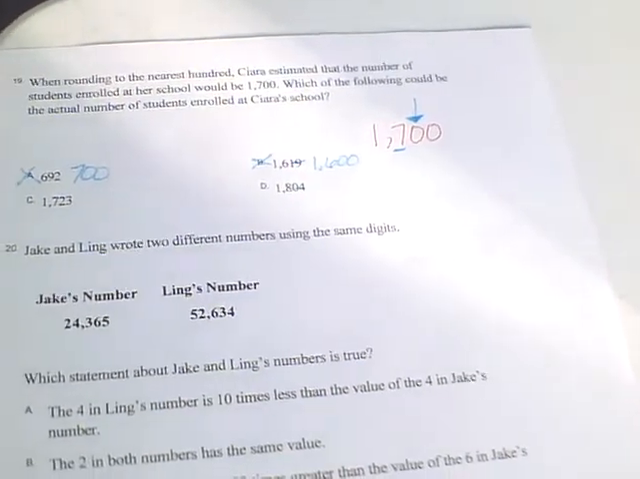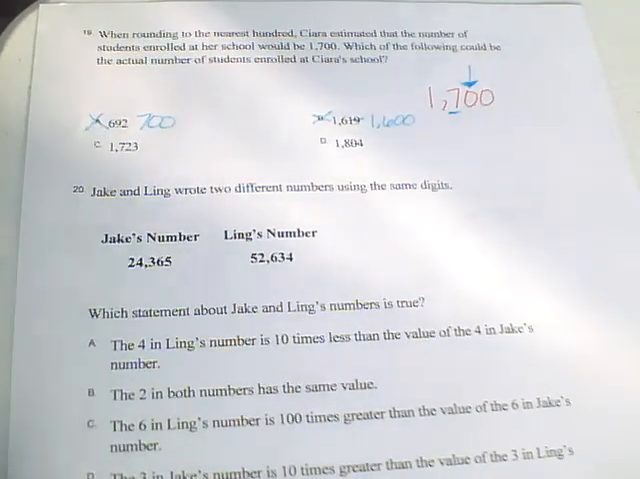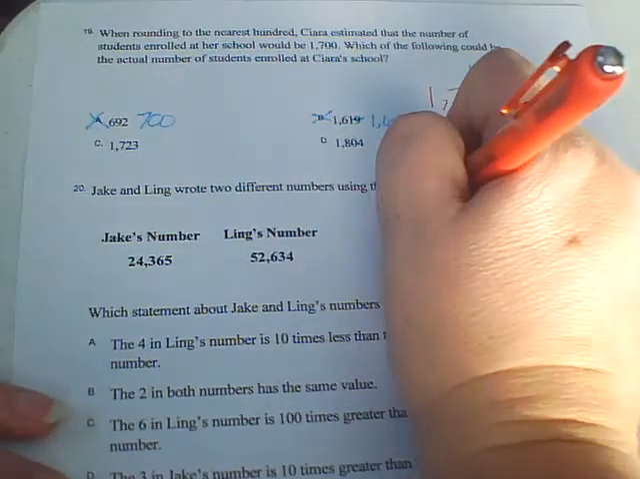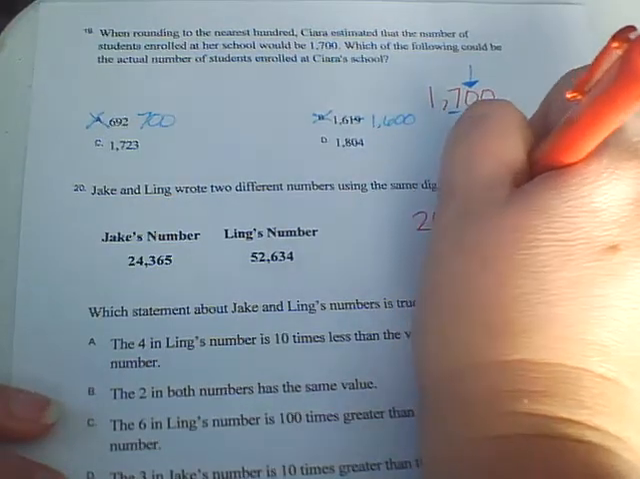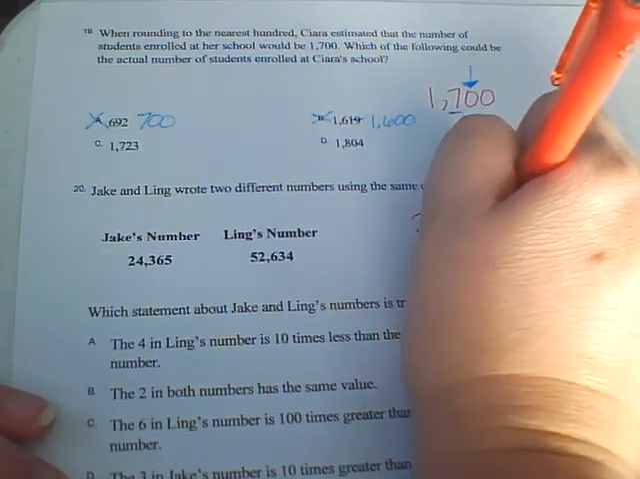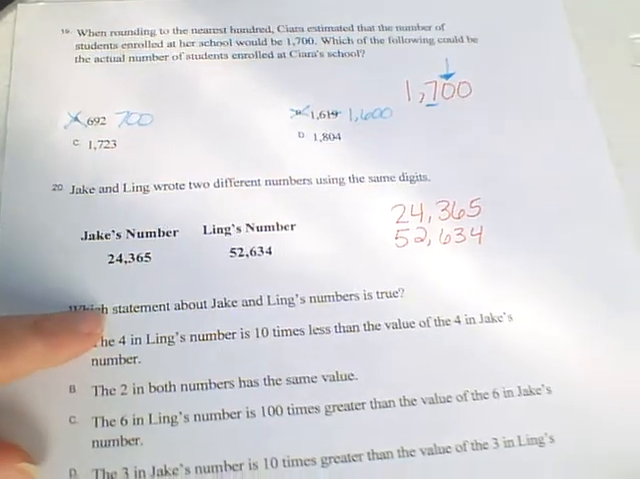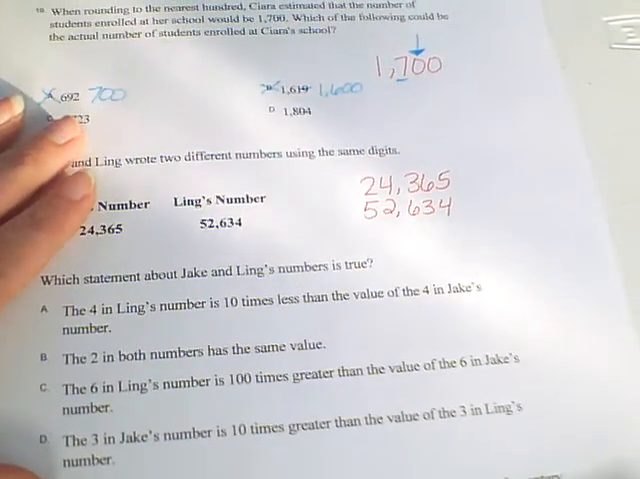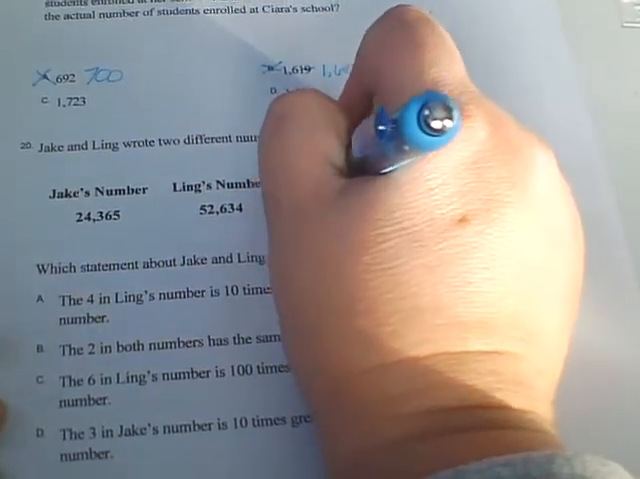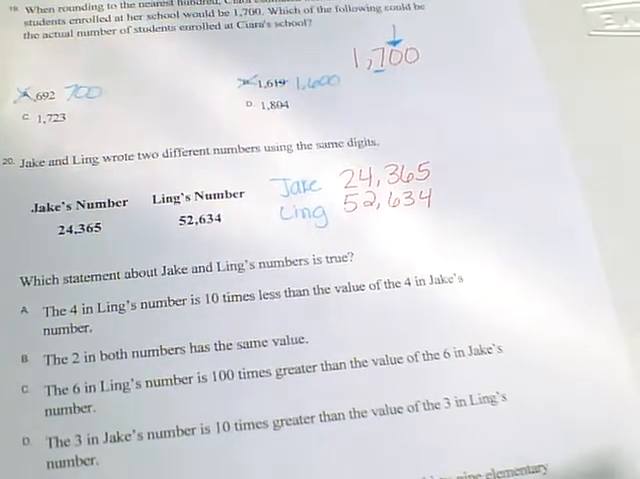Number 20. Jack and Ling wrote 2 different numbers using the same digits. Jake's number is 24,365. Ling's number is 52,634. See how I lined my place values up? Which statement about Jack and Ling's number is true? This is Jake's, I keep saying Jack's. This is Ling's. Okay, let's see which statement is true.